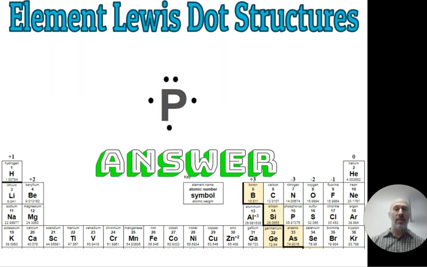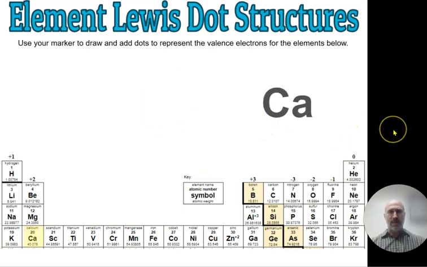All right, this is what you should have here. It has 5. So look, it has 1, 2, 3, 4, 5. So phosphorus is right here, so it's in that 5th column. So it has 5 valence electrons. So when we draw these in, what does it look like? 1, 2, 3, 4, and then the 5th one. Okay. How about calcium?